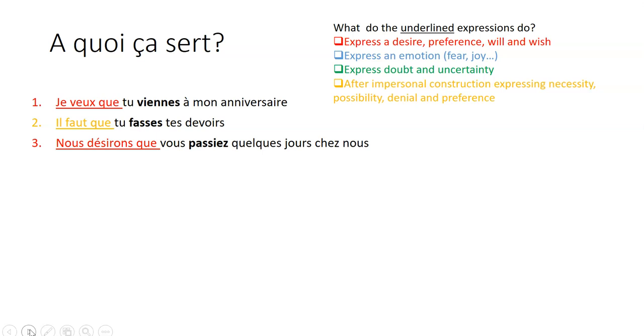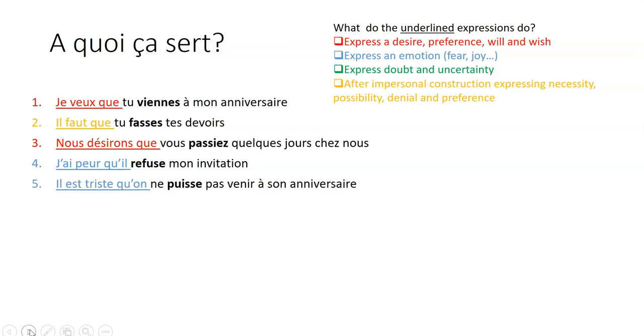Nous désirons que vous passiez quelques jours chez nous. We wish for you to spend a few days at our house. Nous désirons que is a desire, of course. So you've got that trigger here. J'ai peur qu'il refuse mon invitation. J'ai peur que expresses an emotion, even though it's not a real fear, okay? I'm scared that he's going to refuse my invitation. J'ai peur que is an emotion. Il est triste qu'on ne puisse pas venir à son anniversaire. He is sad that we cannot come to his birthday. Il est triste expresses an emotion.